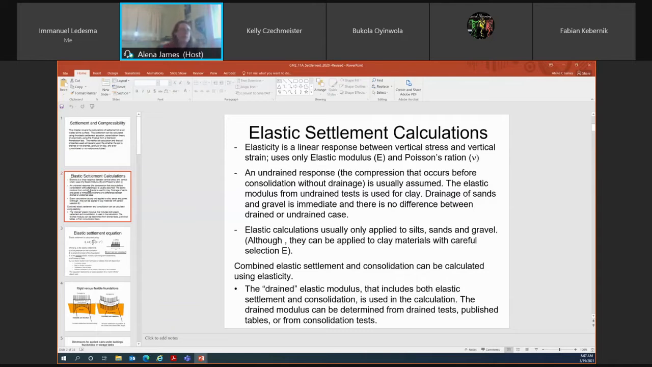So what I want you to take away from this complicated slide is elastic settlement equations are used for cohesionless material. So a sand material or a gravel material or a cohesionless silt. And then we have different equations that we use for material that has cohesion, so a clay material or a silty clay material. And you'll have to know if the material is normally consolidated or over consolidated when you do the calculations.